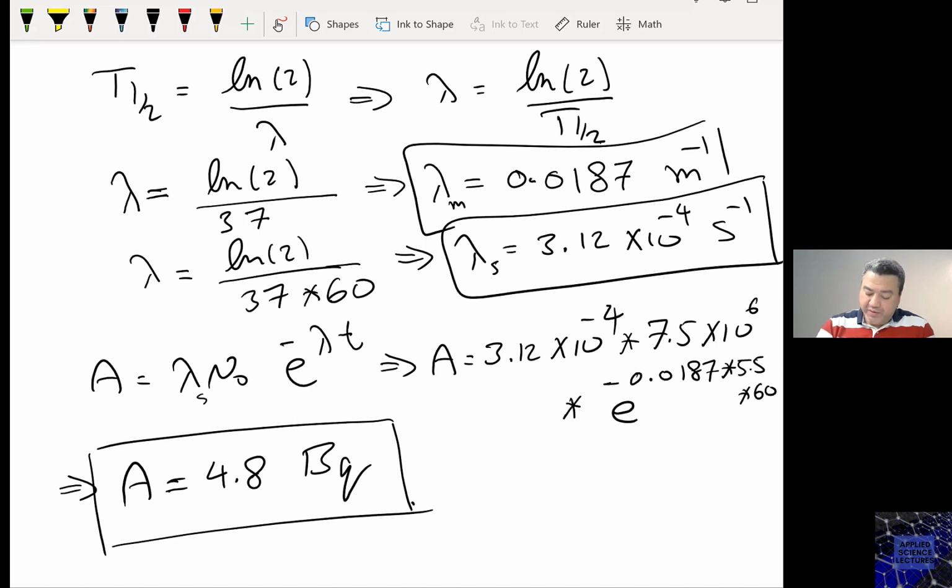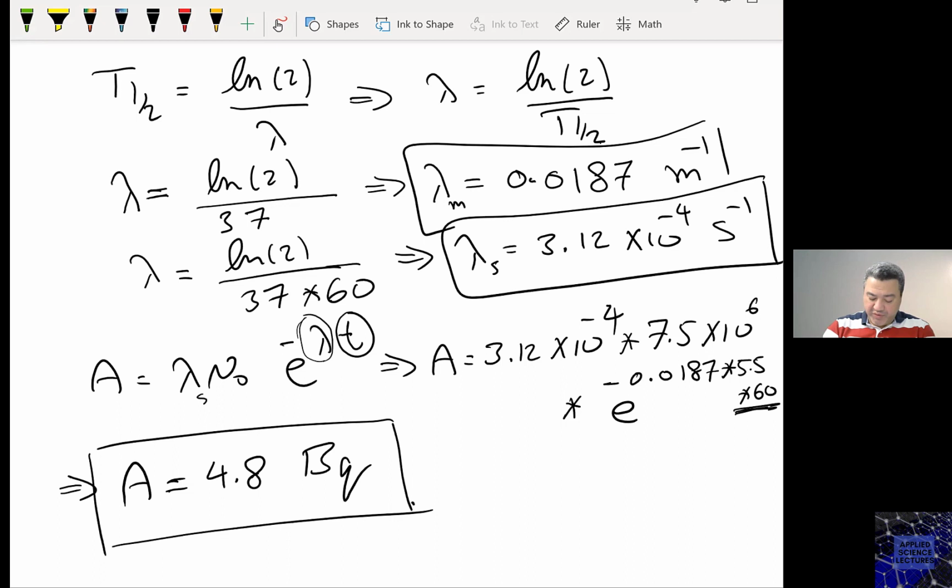The rule of thumb here is, if the time unit is minutes, then lambda has to be per minute. If you use lambda as per second, then the time has to be in seconds. So here, for my lambda, I used it as per minute, and I use the time as minutes. So I have 5.5 hours, I converted the 5.5 hours to minutes. Then this is how I got the activity to be 4.8 becquerel.